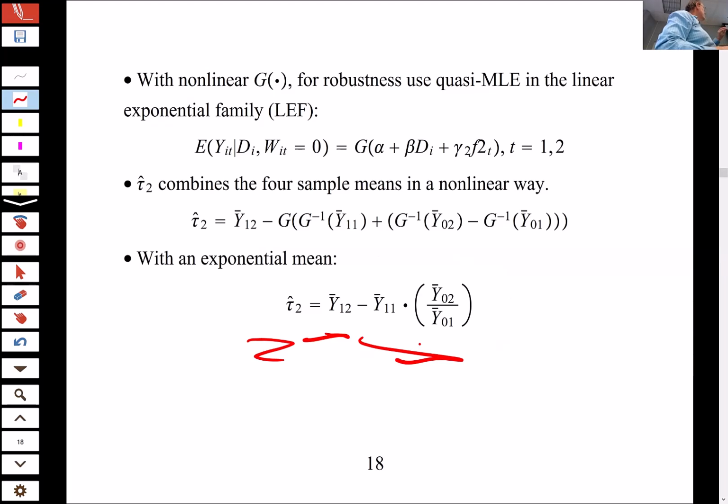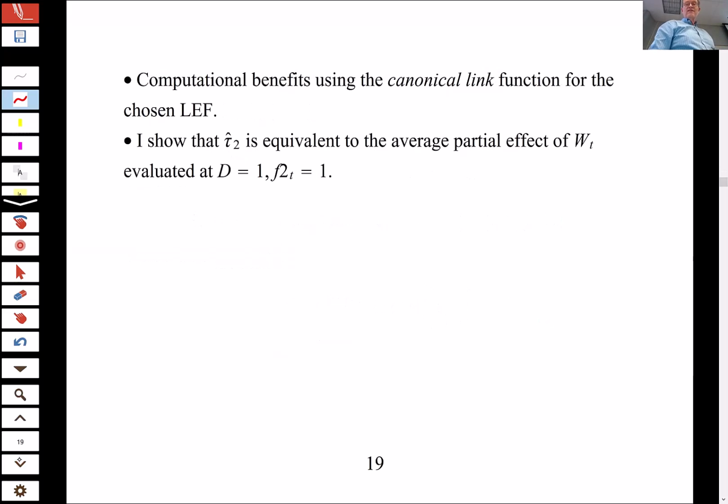Instead of this linear difference in differences, we call this nonlinear difference in differences, but obviously that's a bit of a misnomer, because it's really using the means in a nonlinear way. And if you were to do a logit regression, there's a similar formula in terms of odds ratios, but I won't do that here.